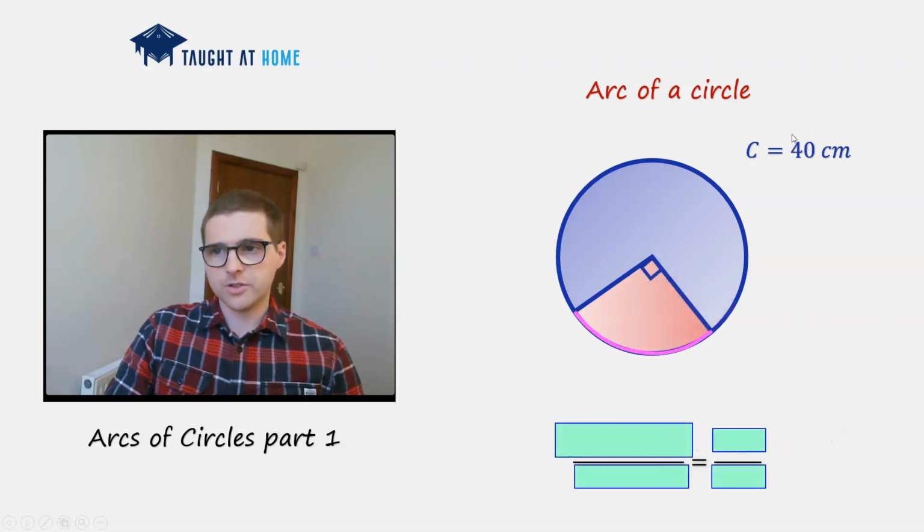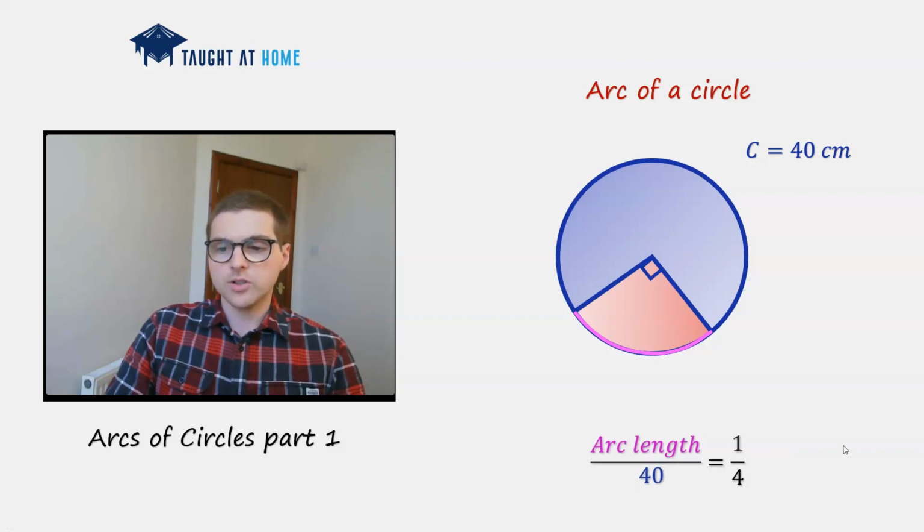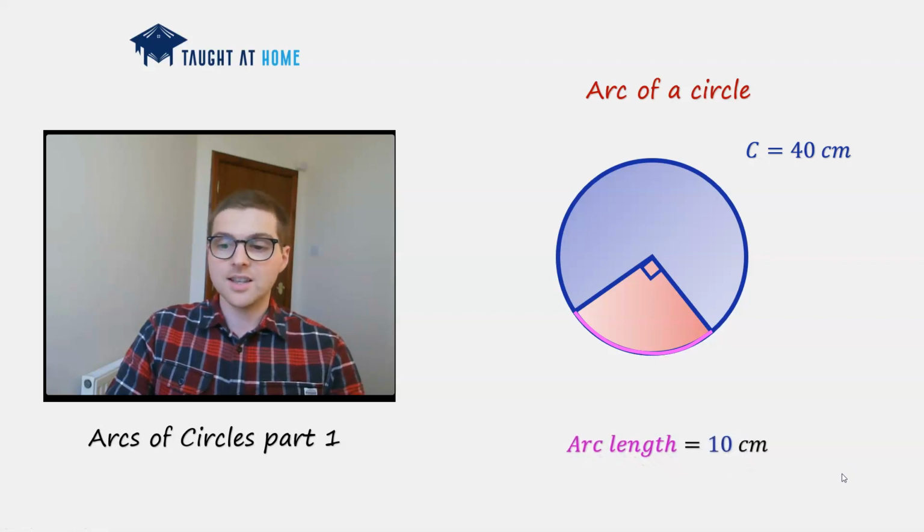Now we have a circumference of 40 centimeters and it's a right angle at the center, and we want to know what the length of the minor arc is. So the ratio of the arc length to the total circumference is equal to the center angle, which is 90 degrees, divided by the total degrees in a circle, which is 360. Again, we can simplify this. This is 1/4, and we can take the 40 over, and so the arc length is 40 over 4, which is 10 centimeters.